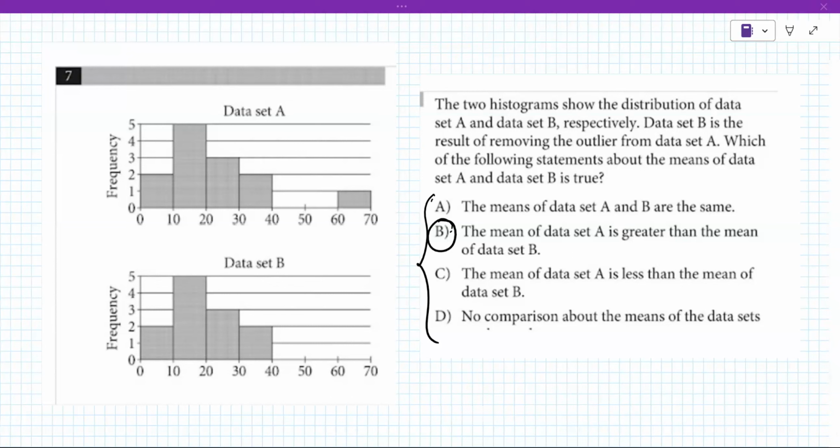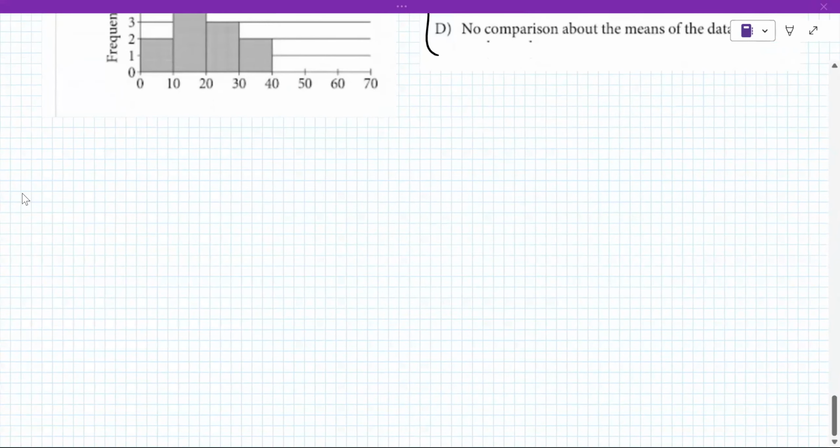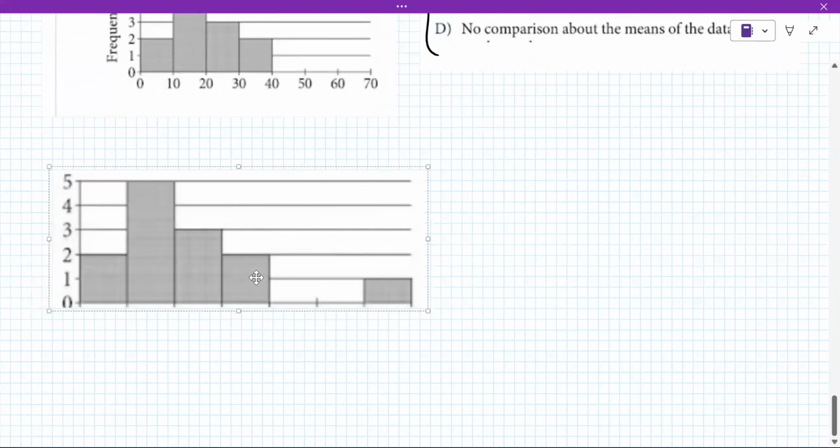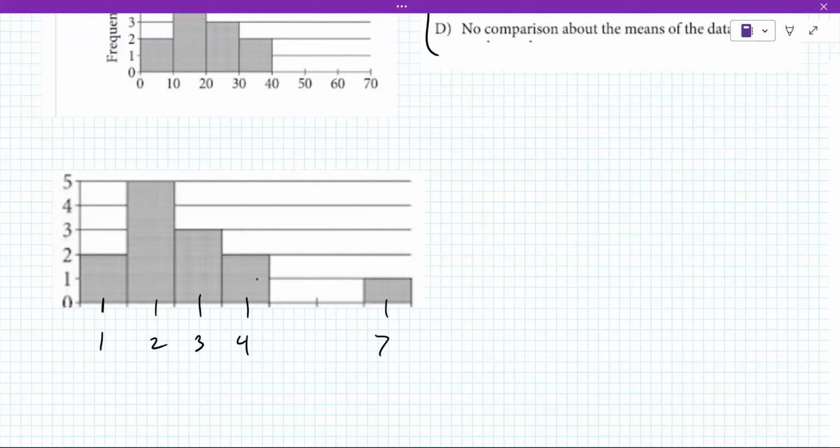All right, now I'm going to snip in a graph here. Wait, where did that go? There it is. Okay. We're going to call this 1, 2, 3, 4, 5, 6, and 7. Okay. So one of the skills that you need to know before I can give you another question is to understand how these frequencies work.